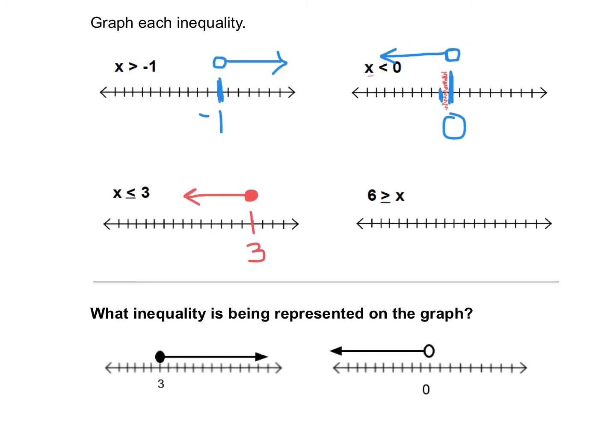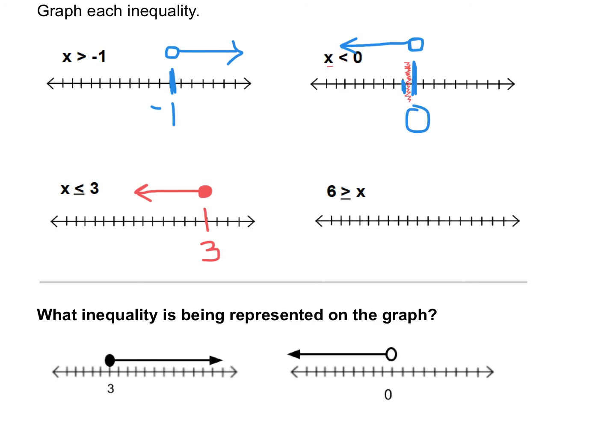Okay, one last one. 6 is greater than or equal to x. Now you'll notice this time the variable is on the right side of the inequality. I don't really like that. I prefer to read left to right and have the variable come first. So if you prefer that as well, feel free to rewrite the inequality. You just have to flip your inequality symbol. So we could have 6 is greater than or equal to x, or x is less than or equal to 6. Those mean the same thing.